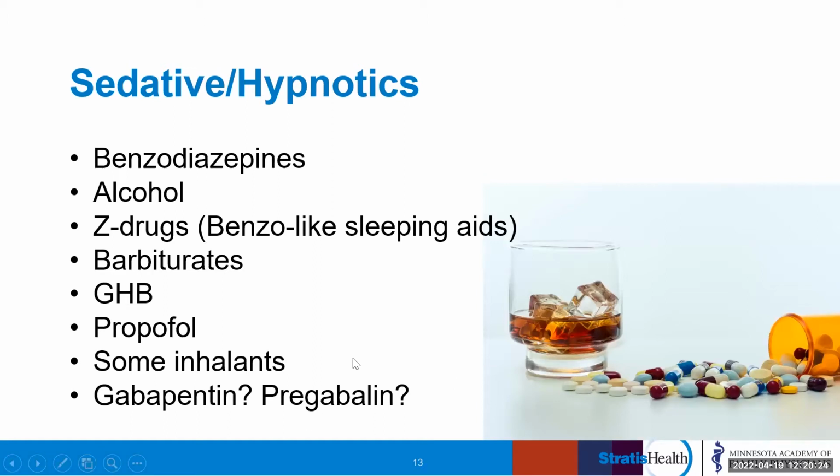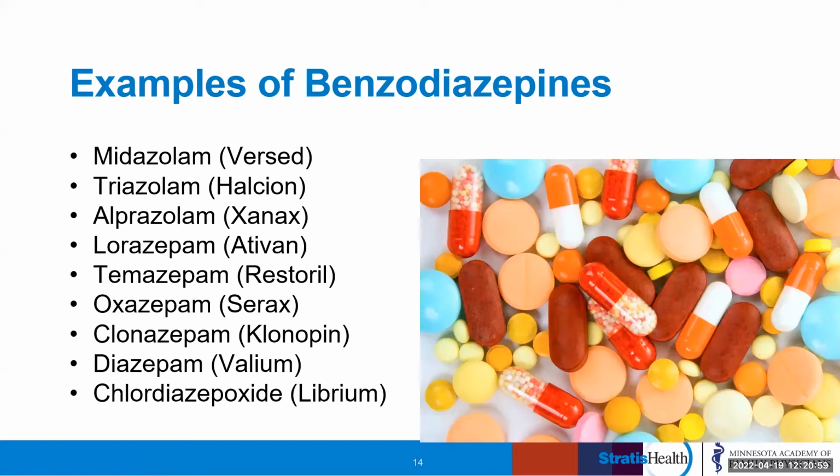So remember, these are considered sedative hypnotics. But sedative hypnotics really covers a fairly large group of drugs and substances. It would include, of course, alcohol, the Z drugs, anything that's a sleeping aid, barbiturates, GHB, which is a date rape drug, propofol, and some of the inhalants. Even gabapentin and pregabalin, Lyrica, can sometimes be considered in that same group, so keep in mind the question of whether or not they fit into this group. The list of these is amazingly long.